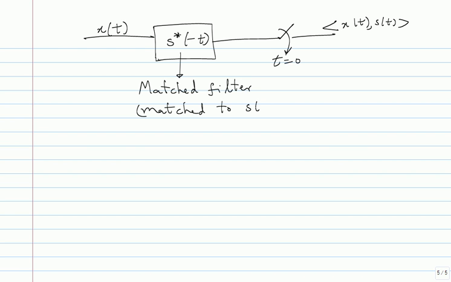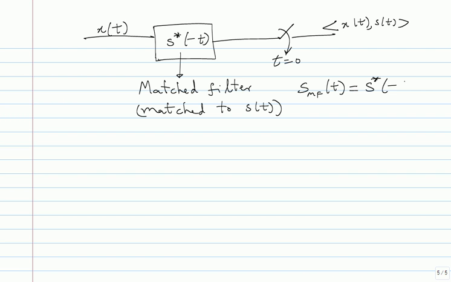Match to what? S of t. Okay, so this S star of minus t, once in a while I'll use this notation just to ease the confusion, because the S star of minus t has so many other things going on around it, right? There's a conjugation, there is a minus t. Usually when you use it in some other systems, people get confused because of the notation. Okay, so I'll typically use this notation also.